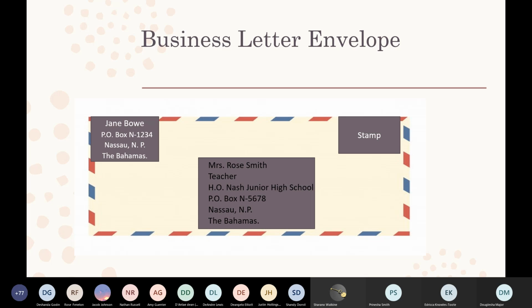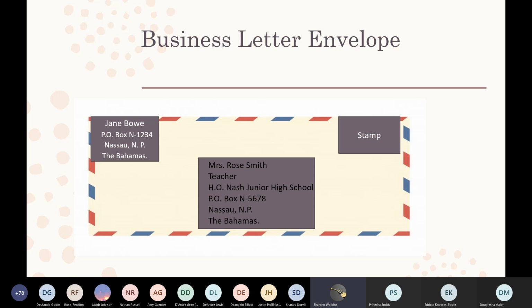Alicia says the inside address. Gracious is saying name, address, and PO box. Tishanda says your full name and address. Shania says receiver's address.